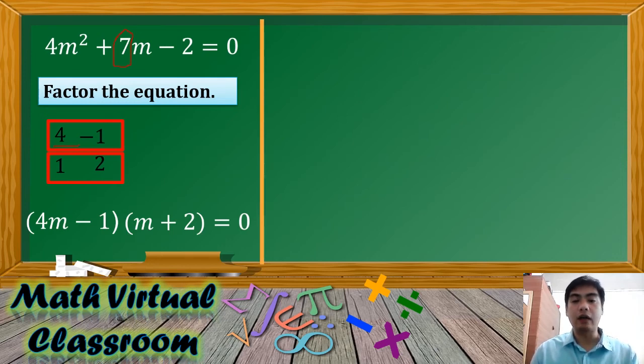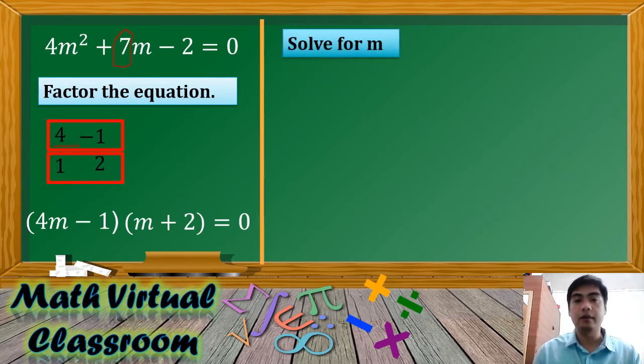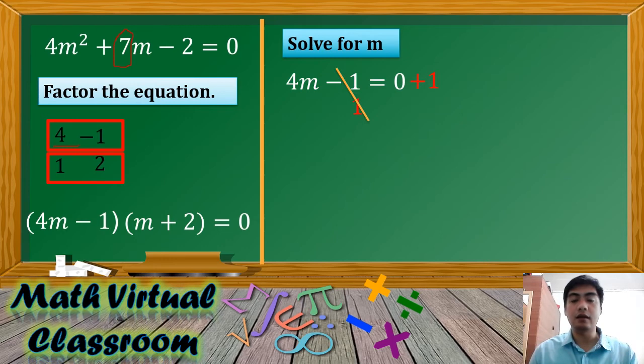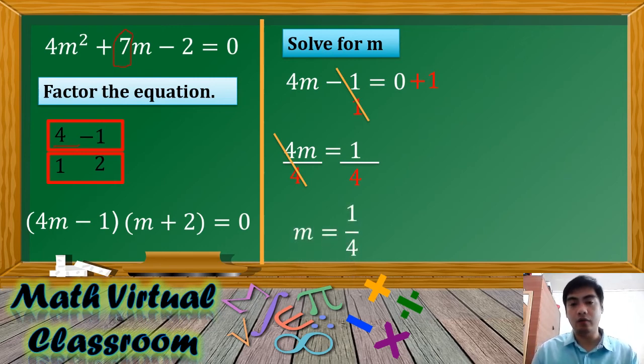So by zero factor property, let us now solve. 4m minus 1 equals 0. We first isolate the variable m. So let us add 1 on both sides of the equation. Inverses are 0 when added. So the resulting equation now will be 4m is equal to 1. The next step is to divide both sides by 4 so that the coefficient of m will be equal to 1. m now is equal to 1 over 4.